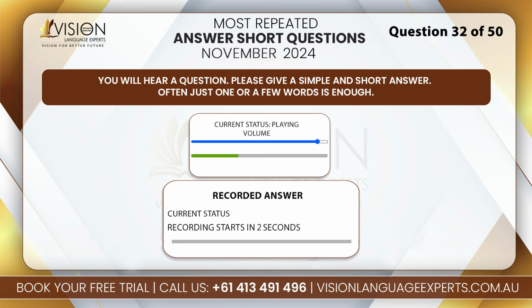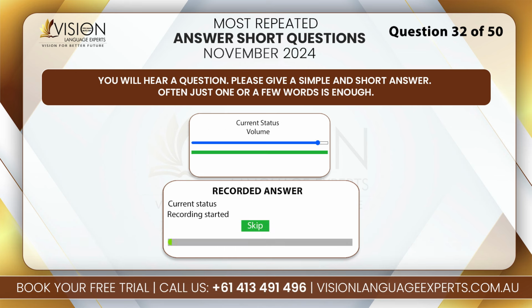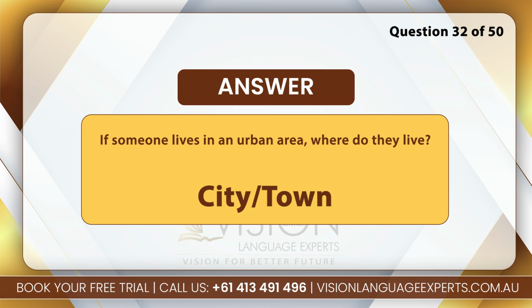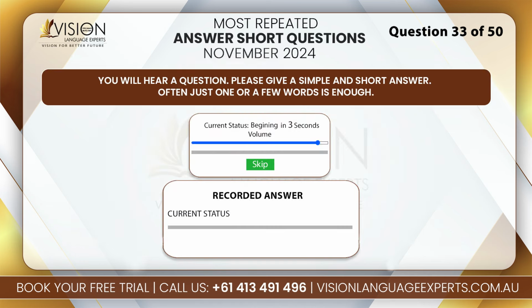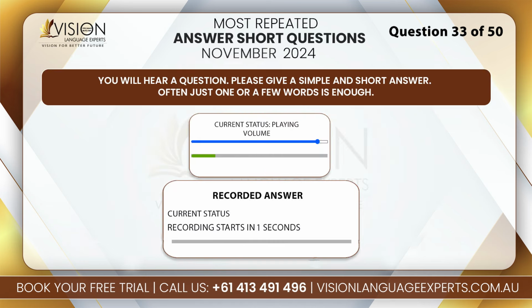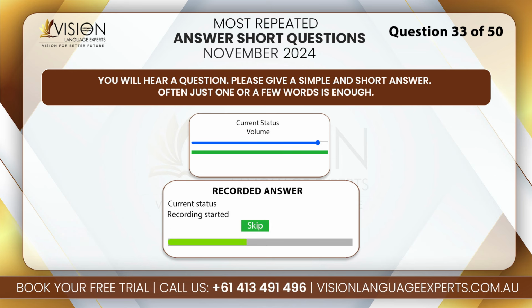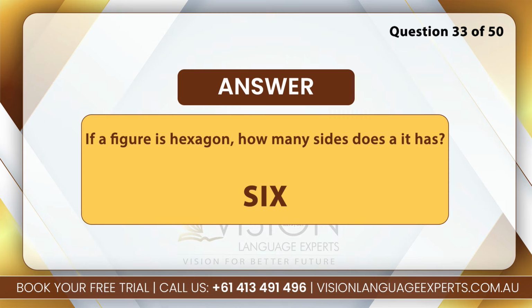If someone lives in an urban area, where do they live? City or town? If a figure is hexagon, how many sides does it have? 6.